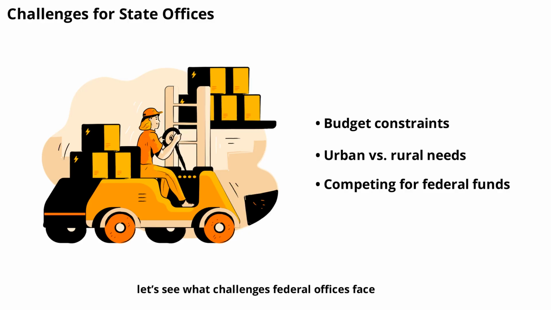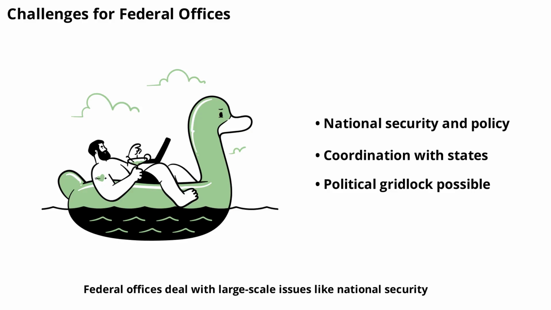Next, let's see what challenges federal offices face. Federal offices deal with large-scale issues like national security, economic policy, and international relations. They must coordinate with all 50 states and manage complex programs. Political gridlock and bureaucracy can slow decision-making. Federal offices also face scrutiny from the public and media. These challenges make federal governance a demanding task.